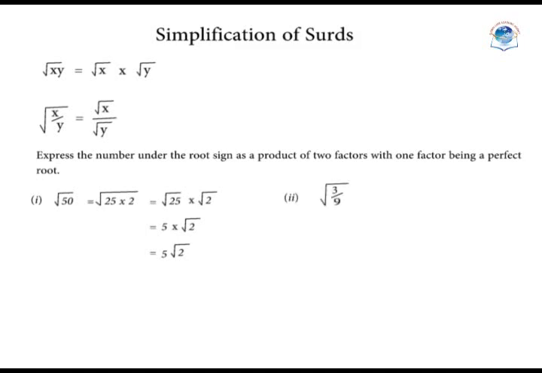Simplify root 3 over 9. This can be split up into root 3 over root 9. Then we shall have the square root of 9 is 3, and so we shall have root 3 over 3. That will also be equal to 1 over 3 root 3.